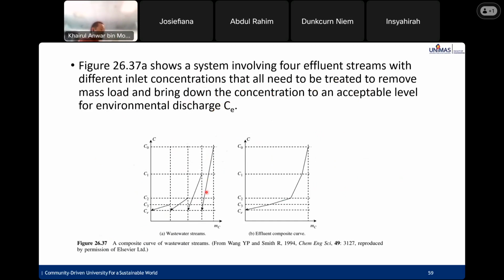Before this, we used fresh water. This one is for wastewater, so the arrow is reversed. This is the composite curve.